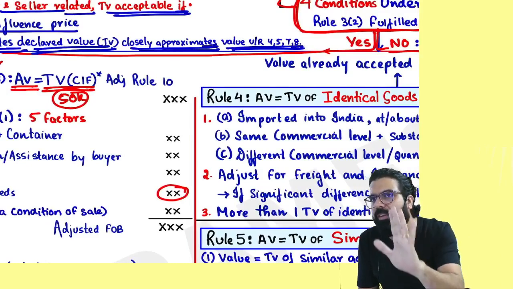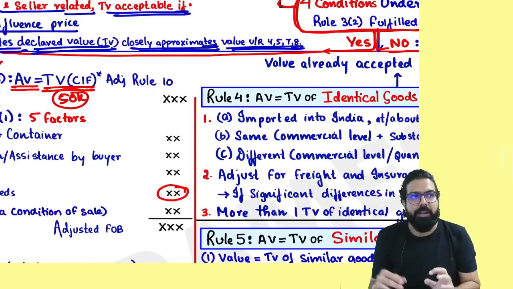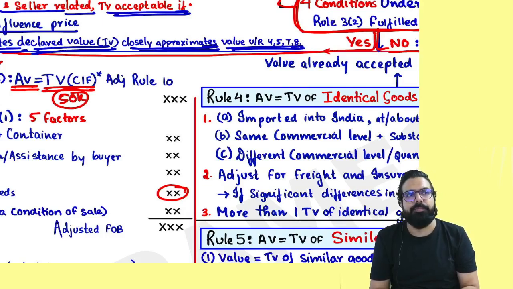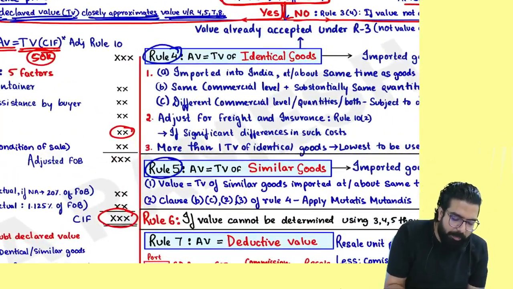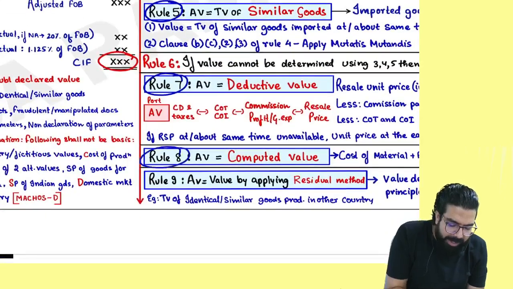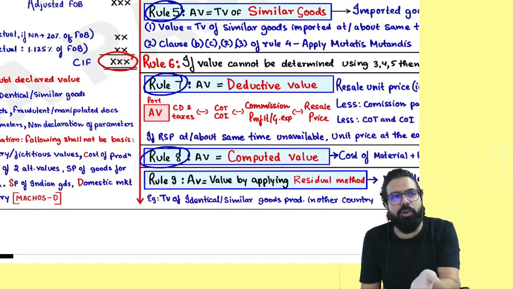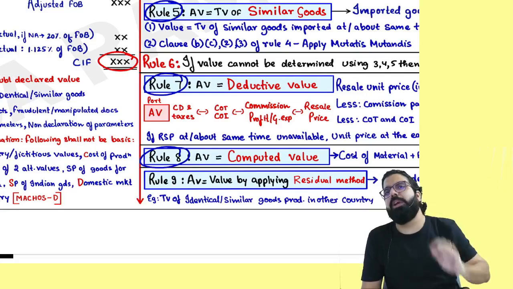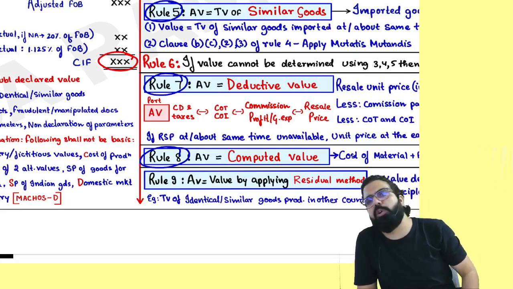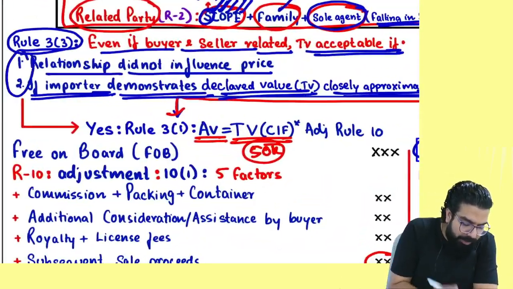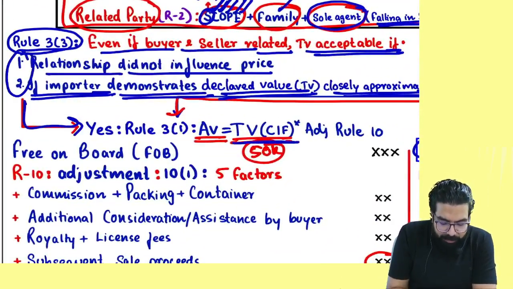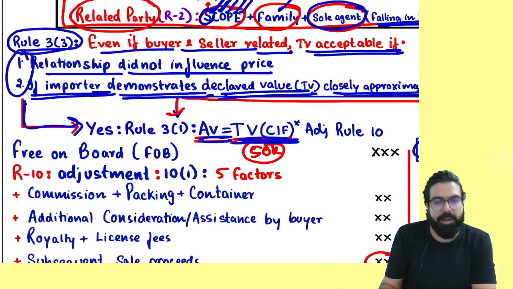If I can show the officer, see sir, we are related, but the price is not impacted. Or if you show him, sir, even if you apply rule number 4, rule number 5, rule number 7, rule number 8, what value I have declared is more or less the same as the value under the valuation rule, then he will go ahead and accept your transaction value. Now, sir, if I can prove this, then whatever is the CIF value, that will become the assessable value.